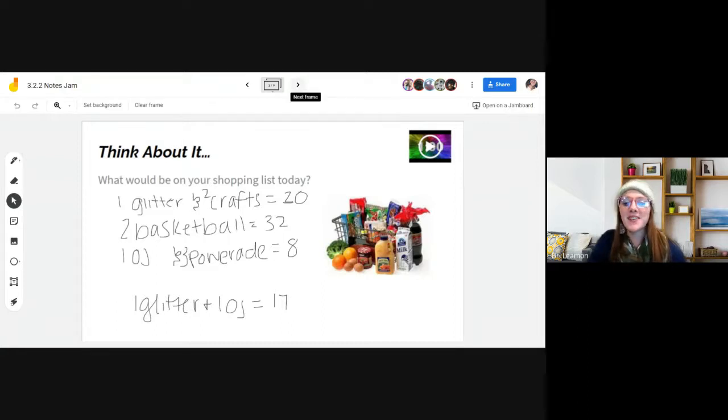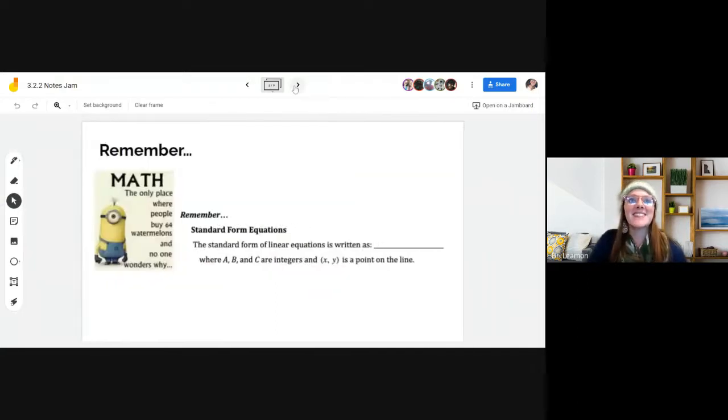All right, if we look at this next one, can anyone tell me what our standard form equation is? We used this way back when we talked about slope. We had our 3 different slope formulas: slope-intercept form, point-slope form, and standard form. Can someone tell me what is the equation for standard form?